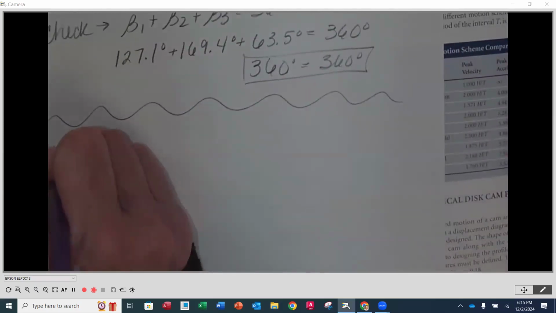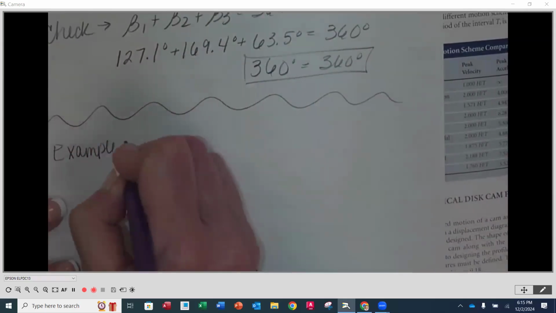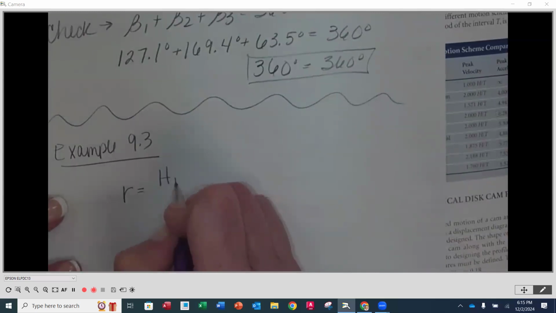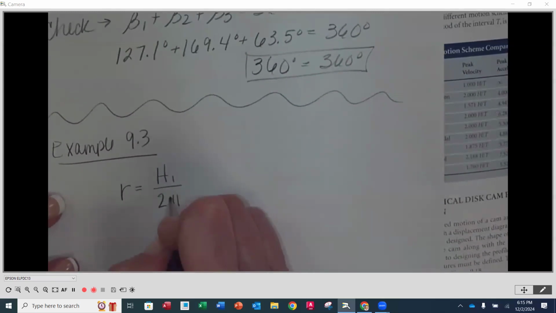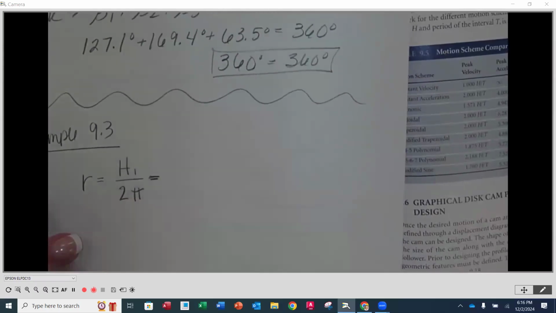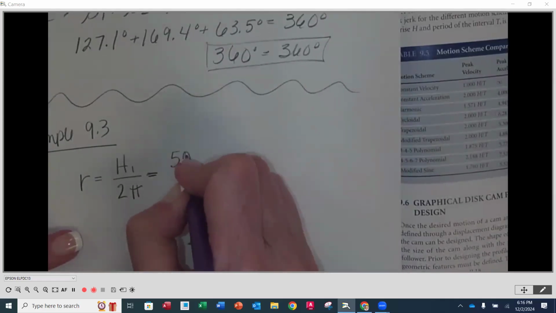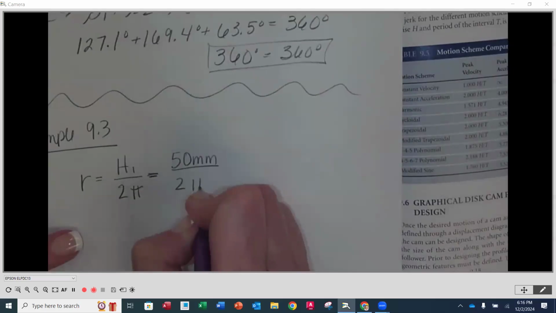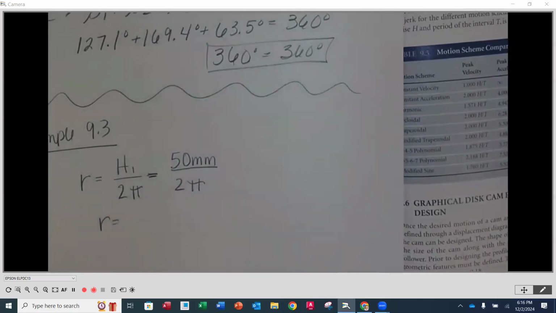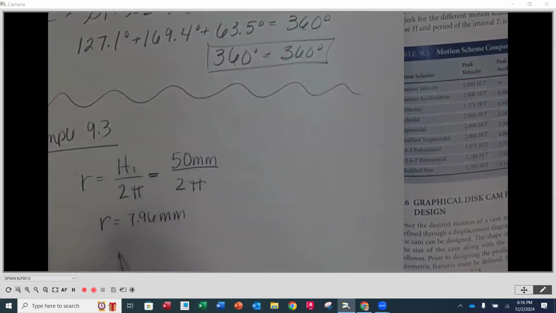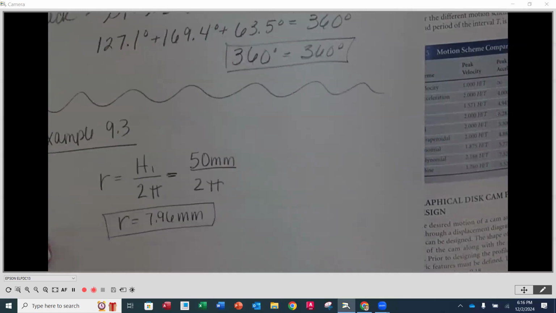So, for example, 9.3, our radius is going to be equal to our h1 divided by 2 times pi. So the height of the rise, or in this case, the fall, is going to be 50 millimeters divided by 2 pi. What do you get for the radius of that circle? 7.96, yes. And that's going to be millimeters, okay? This is all you hand in for this example, all right?